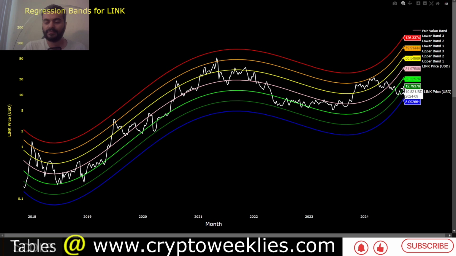So if you believe that Link will participate in an upcoming bull run, the likely scenario to the upside is first testing the $13 level, then the 1 standard deviation bottom at around $20, and the fair value at around $32 at this point.